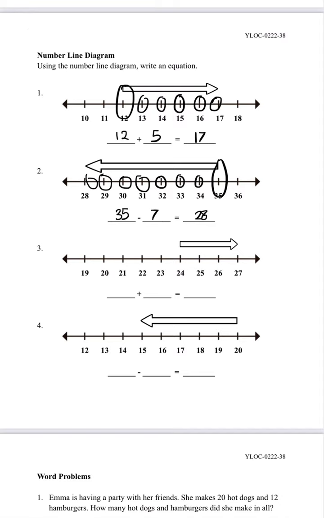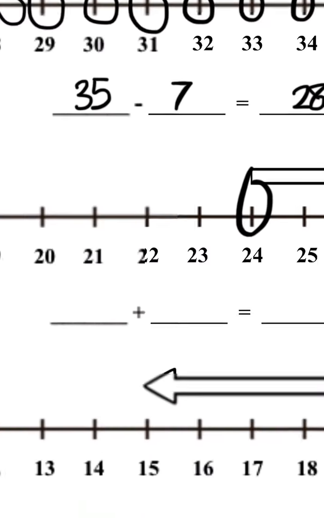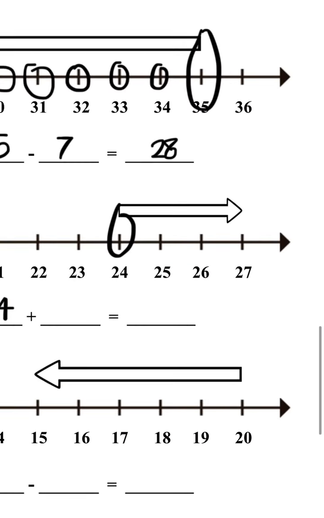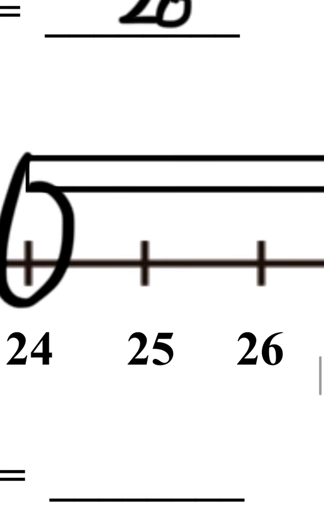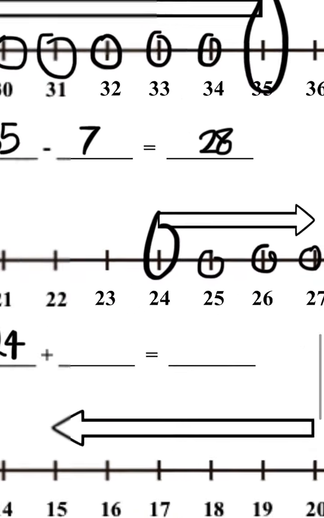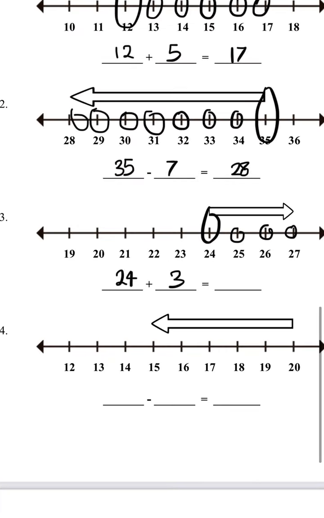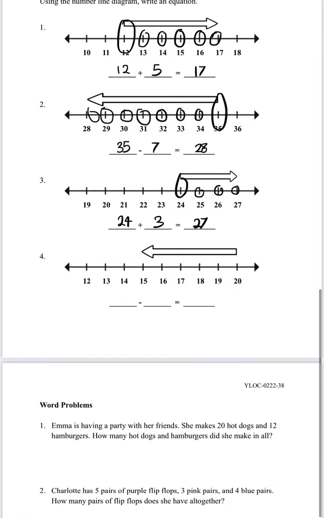Let's look at number 3. For number 3, the lowest number that is under the arrow is 24. And the highest one is 27. And now if we count it, 1, 2, 3, there are 3 more points. So 24 plus 3 is 27. So 27 is the answer for number 3. Let's move on to the next page.